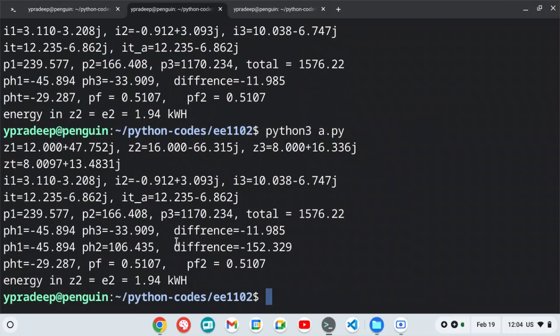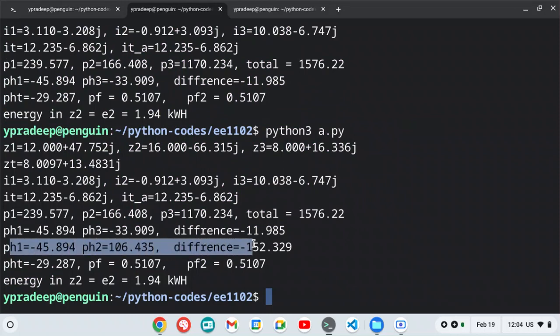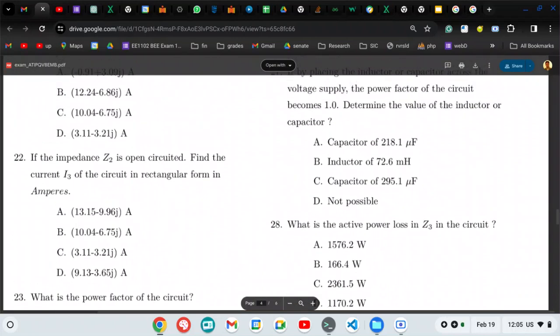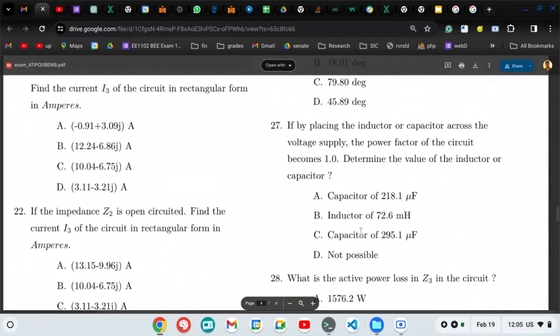So let's look at this line. Phase of 1 is minus 45 degrees. Phase of 2 is plus 106 degrees. That means clearly I2 is leading I1 and the difference is minus 152. I can simply say I2 is leading by 152 or I1 is lagging by 152.3 degrees. So I1 lags I2. So the answer is B. So this one, instead of 3, you consider it as 2. So B is the answer for 30. Now only one question is left out, that is, what needs to be the inductor or capacitor to be added in parallel.